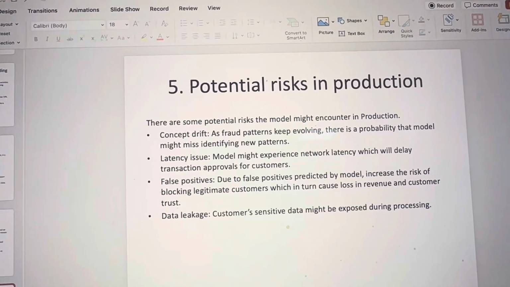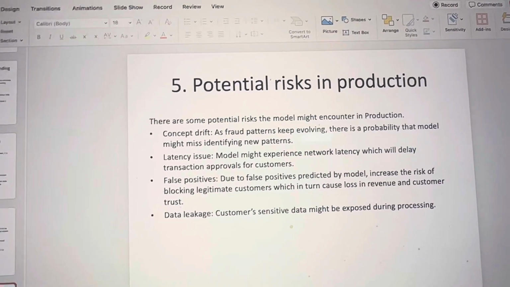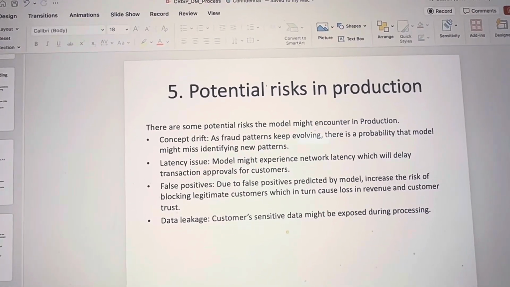So these are all the factors that I'm considering in building a model for fraudulent identification and prevention.